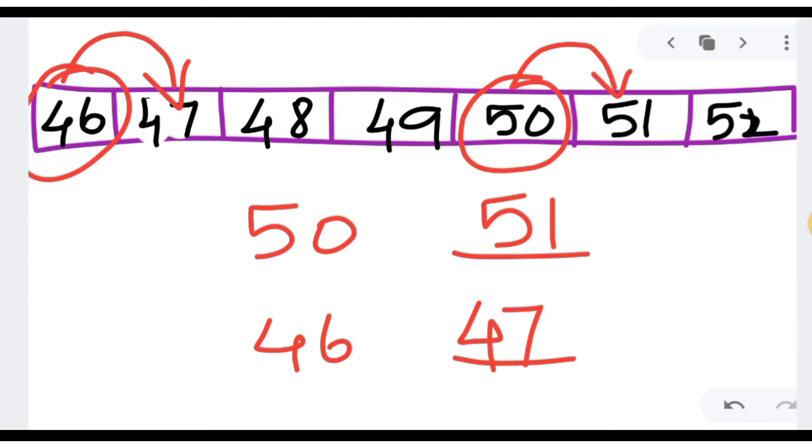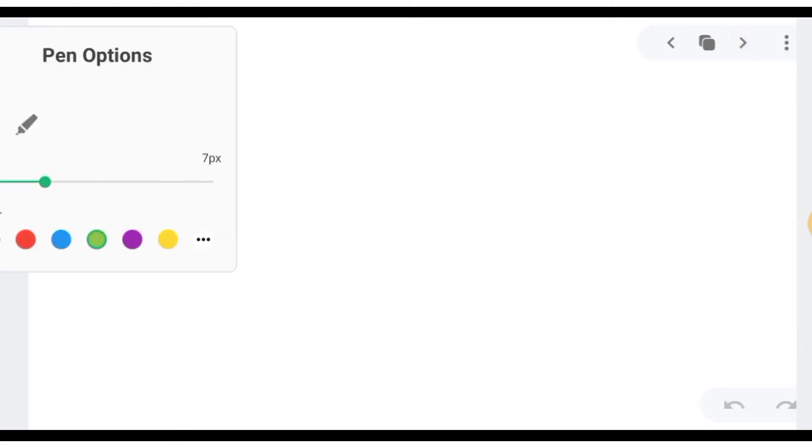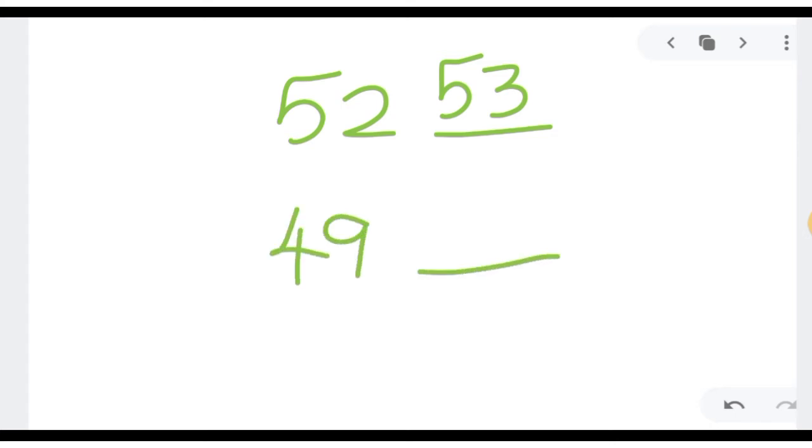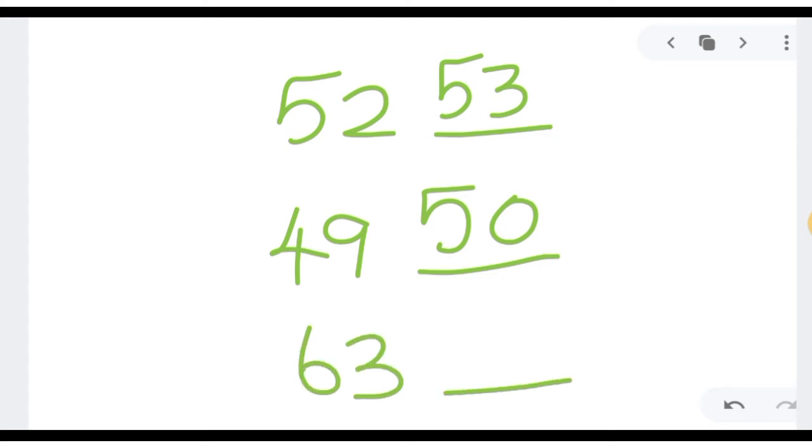Okay. Can you tell me now what comes after 52? Very good. 53. What comes after 49? 50. By saying 1, 2, 3, you can get the number quickly. Okay. Next. What comes after 63? 64. Very good. Let's see the next one.